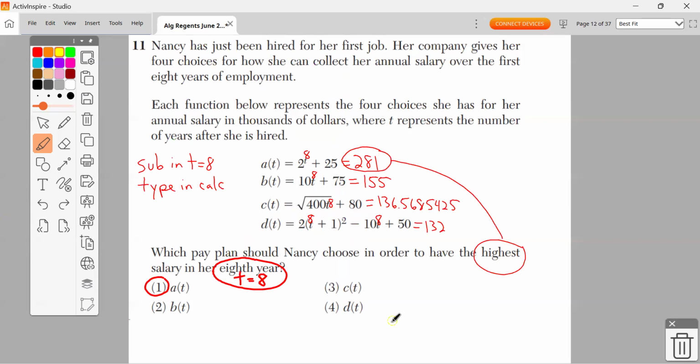In question number 11, Nancy has just been hired for her first job. Her company gives her 4 choices for how she can collect her annual salary over the first 8 years of her employment. So T is going to represent the number of years. So T is 8. What we want to do is sub T equals 8 in for all those T's. Which plan would pay Nancy the highest amount of salary in her 8th year? So you want to sub in an 8 for T right there, right there, right there, right there, right there. And you want to see which one is the highest. Well, you see my answers for when I sub them in. 281 is your biggest number there. So therefore, choice number 1 would be the correct answer.